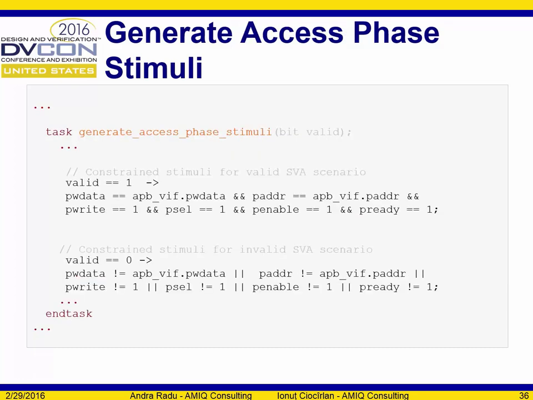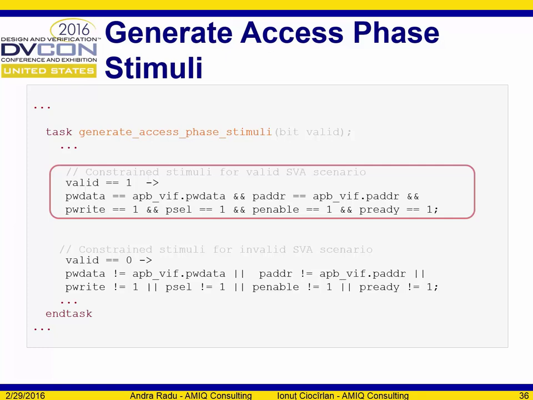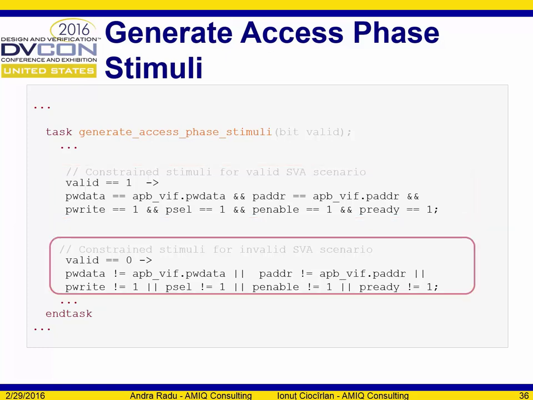We've done the same for the access phase. It's a similar, simple approach: a valid case and an invalid case. Since you could include this in a UVM environment, you could just use constrained random, so you could have valid, invalid, and various other scenarios generated.